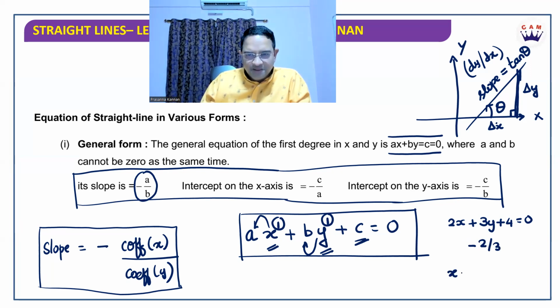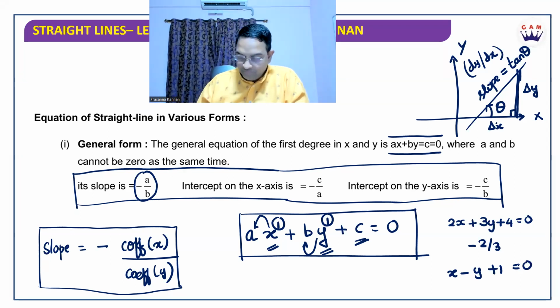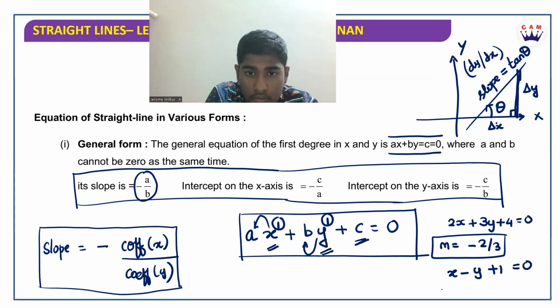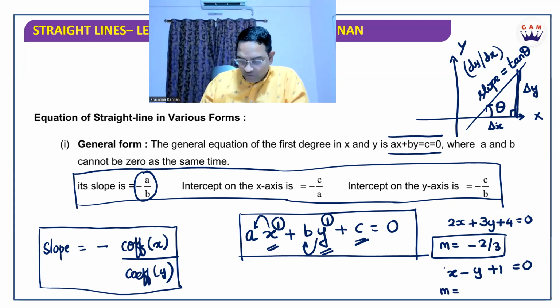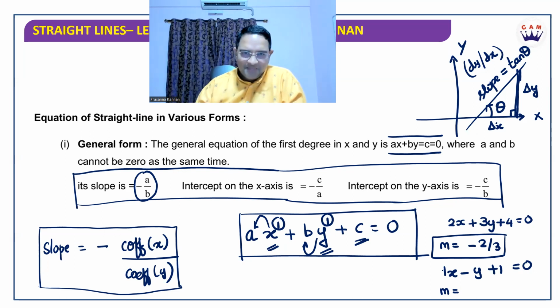Okay, next. x minus y plus 1 equal to 0. What is the slope? Quick. Minus 1, sir. See here. What is the coefficient of x, Jerome? 0? 0 means there will be no x, Roshni.